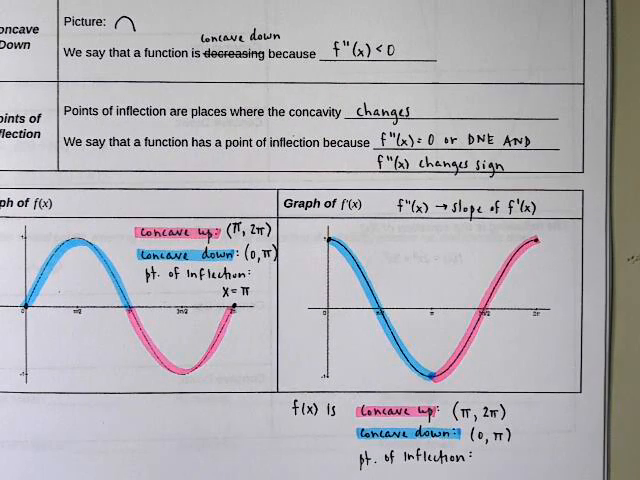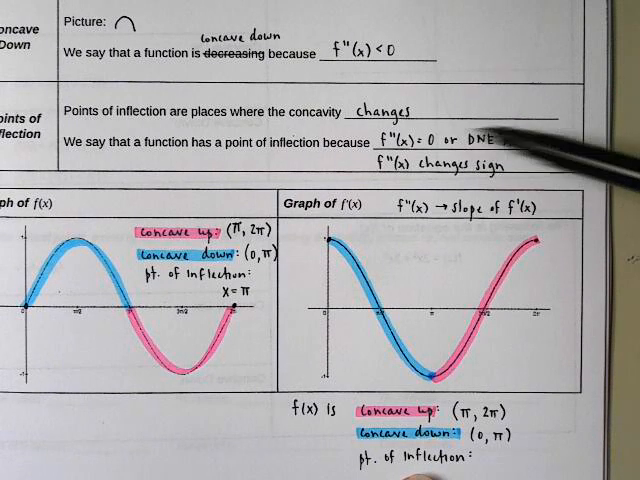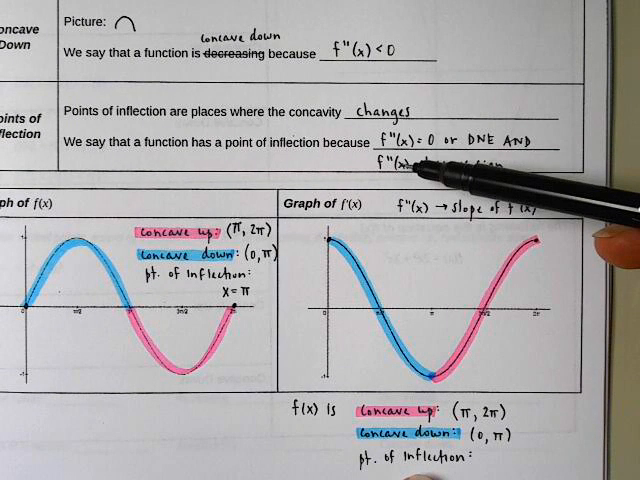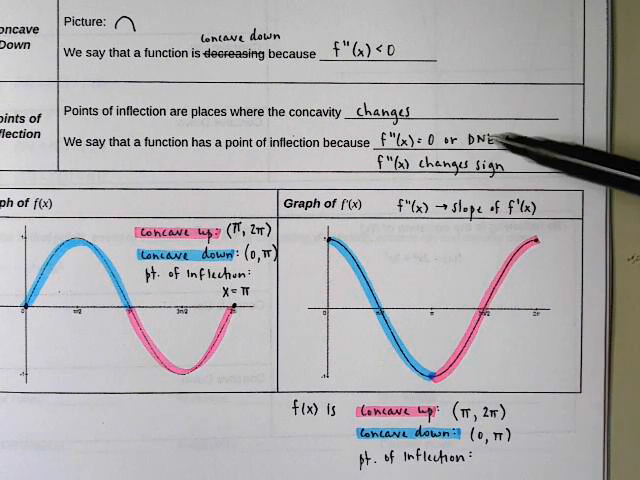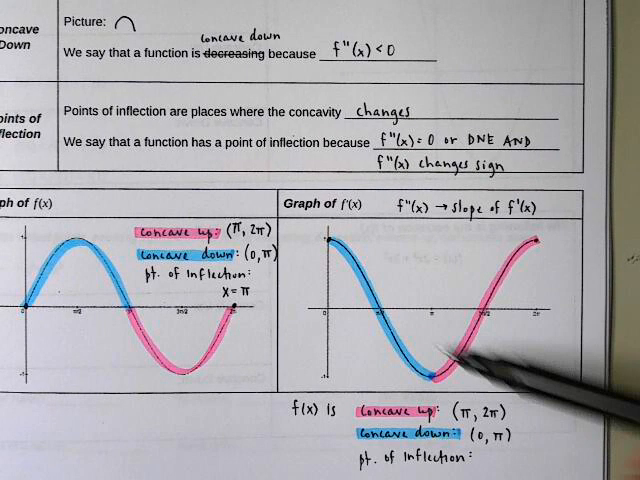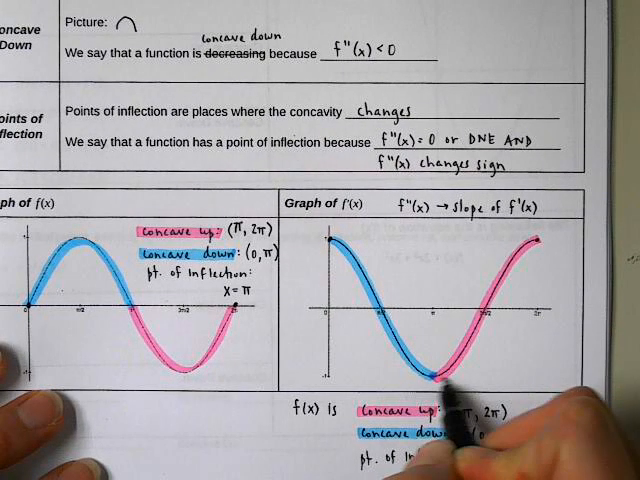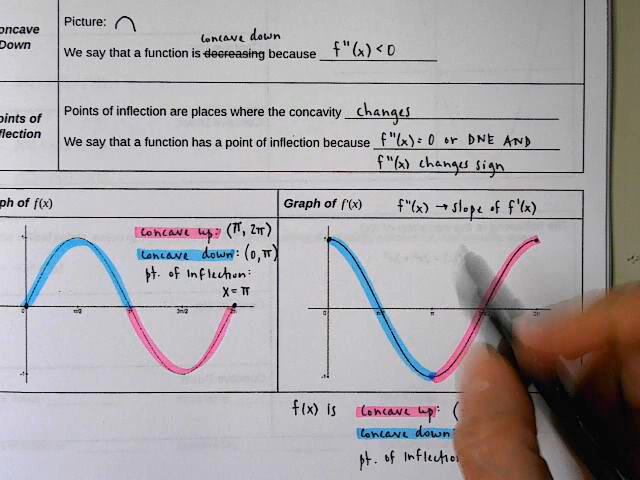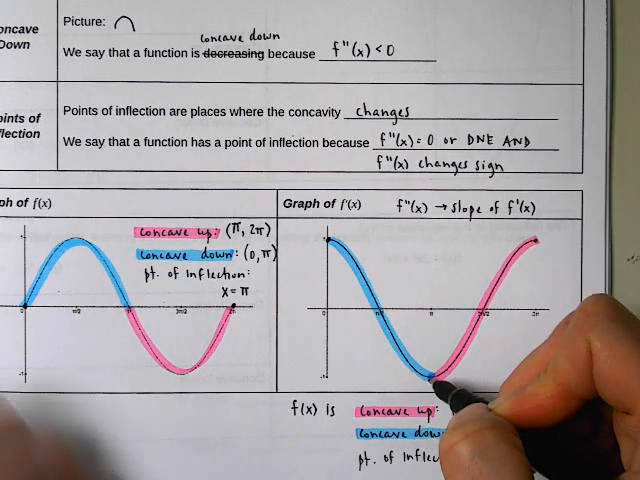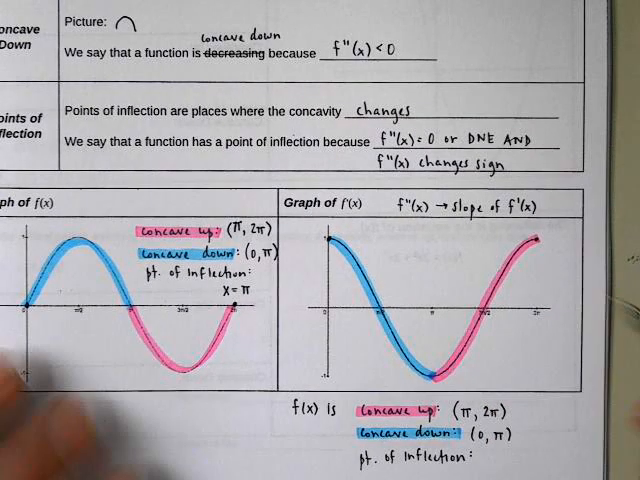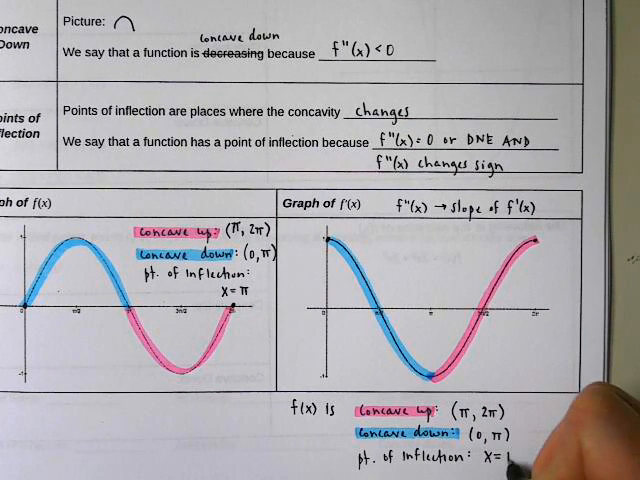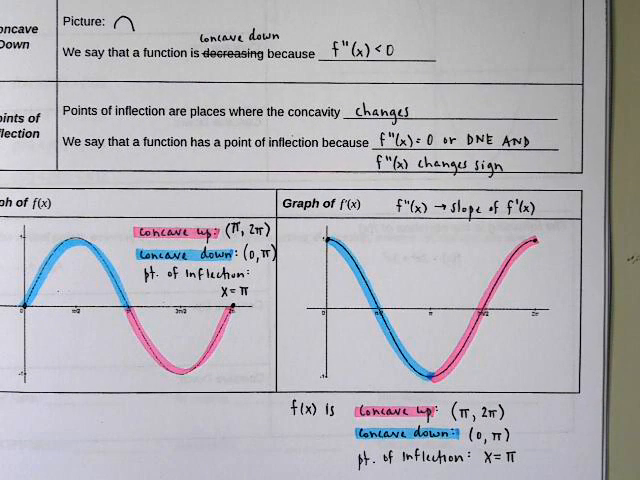All right, so now for point of inflection, we said that's where the second derivative is 0 or doesn't exist, and where f double prime of x changes sign. So my slope of f prime is going to be equal to 0 down here where I'm going to have a horizontal tangent, and I can see at that point the slope of f prime changed from negative to positive, so we do have a point of inflection at x equals pi. All right, so let's go ahead and look at a few more examples.